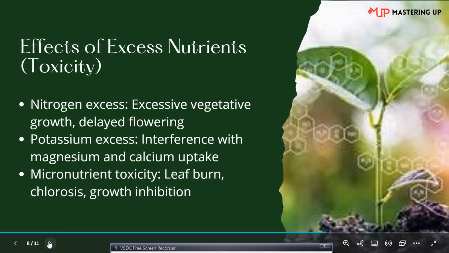Now, the effect of excess nutrients, toxicity. When nutrients are deficient, plants show deficiency symptoms. But everything needs an optimum amount, and if it exceeds the optimum amount, it's very harmful. Nitrogen excess causes excessive vegetative growth and delayed flowering. Excess of potassium causes interference with magnesium and calcium uptake, and micronutrient toxicity, leaf burn, chlorosis and growth inhibition.